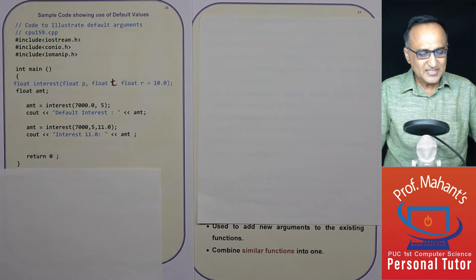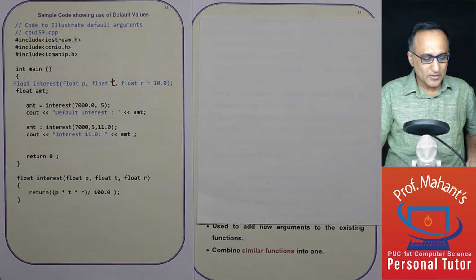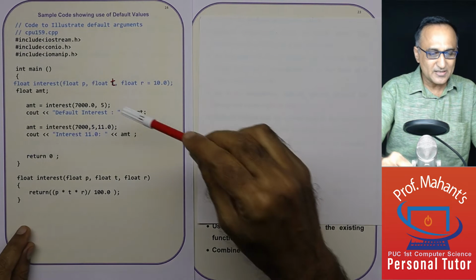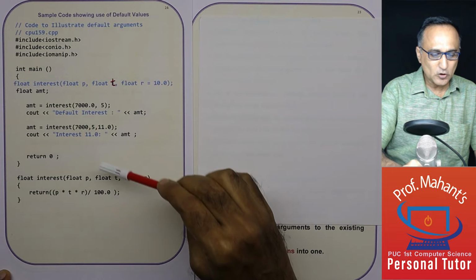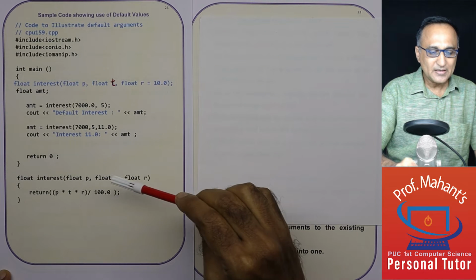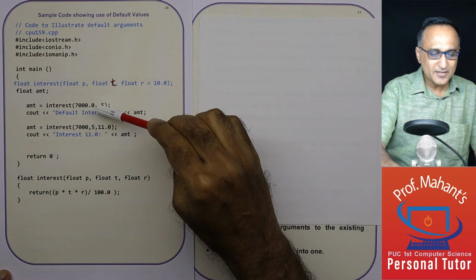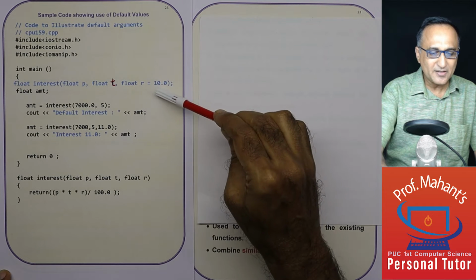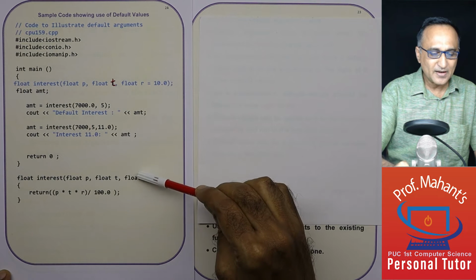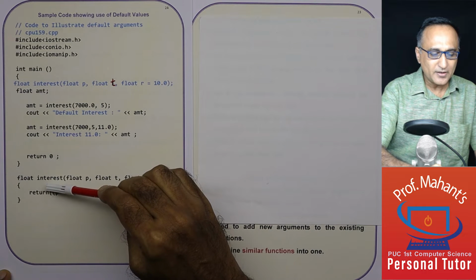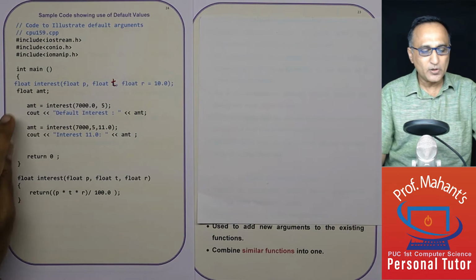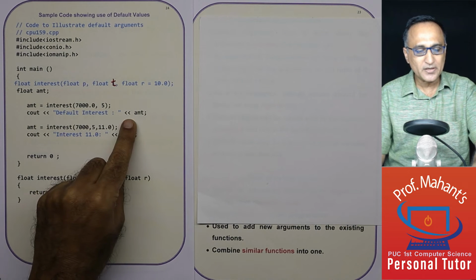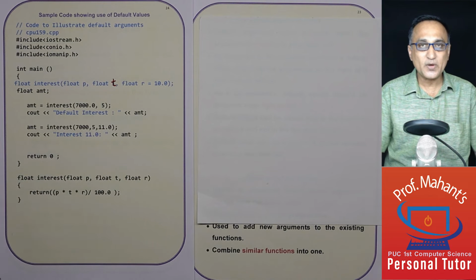Now let us take a look at this particular function called interest. So what is happening here is 7,000 is copied into principal, 5 is copied into time. Since R value is not sent from here to here, it will take the default interest rate of 10 and put it into R, and it will return P into T into R upon 100 back to amount, and whatever is the amount will be printed out here. This is the first case where we want the default rate of interest to be used.